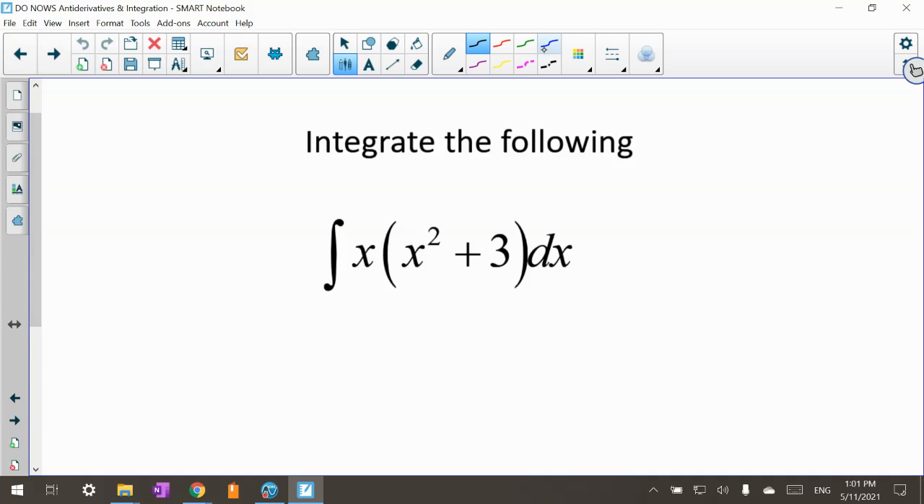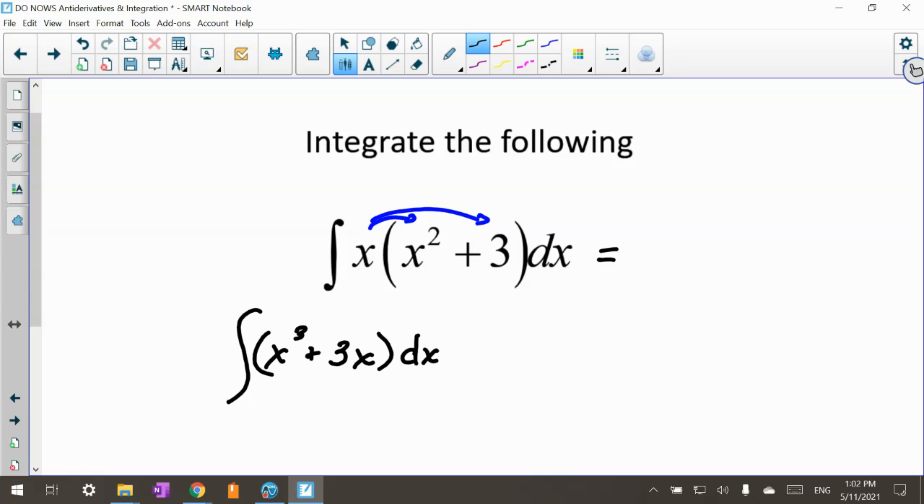When I first start this one right here, I realize that I'm going to have to distribute to get this in a form that I can do the antiderivatives for. So when I do that, I'm going to say equals the integral of x cubed plus 3x dx, okay? Once you write it like that, I cannot evaluate it because it's indefinite, it's not a definite integral, so I'm just going to do the antiderivative.